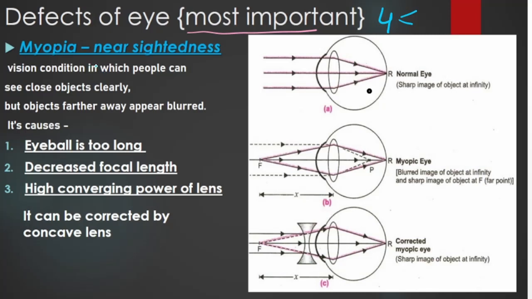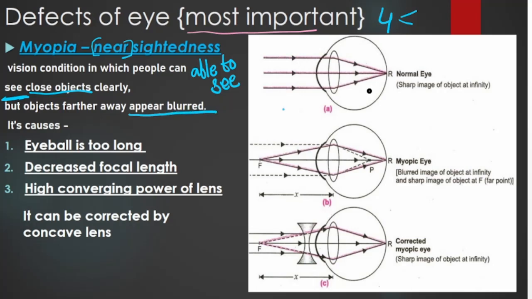Myopia, whatever you read it as, but mind the spelling. Nearsightedness means able to see. The patients of myopia are able to see nearby objects. Nearsightedness means near, sightedness means able to see. See, here also I have written vision condition in which people can see close objects, but objects far away appear blurred.